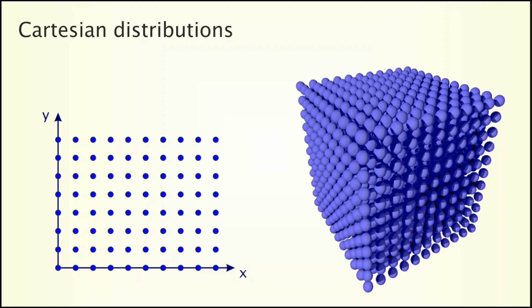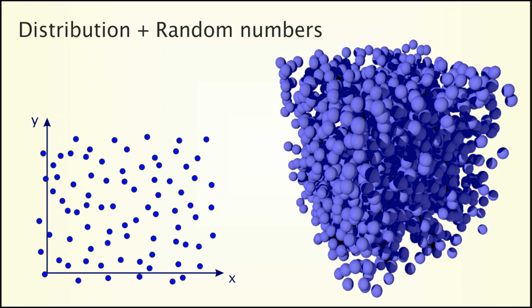This regular type of a Cartesian distribution is rather limited in applications. It may be used to model crystal structures, for example. For more general applications, however, we have to introduce some randomness. In this case, I added a random amount and direction of variability to each position with the maximum variation corresponding to the distance between two positions.